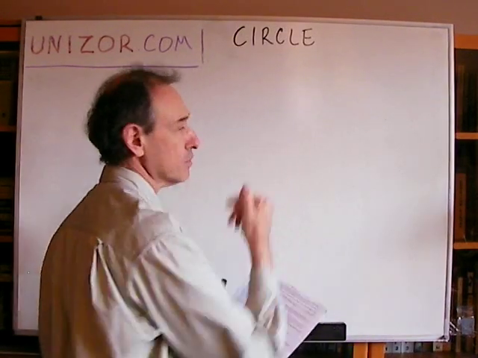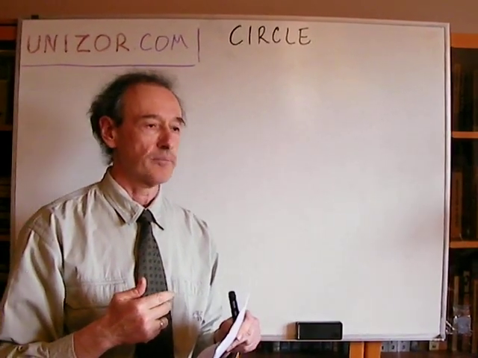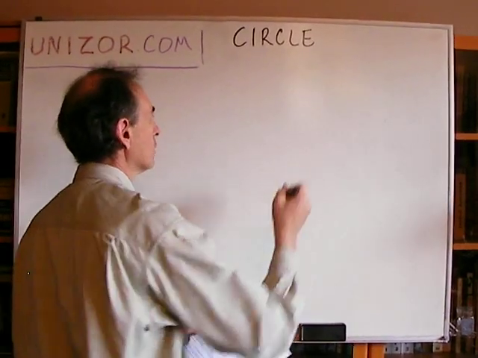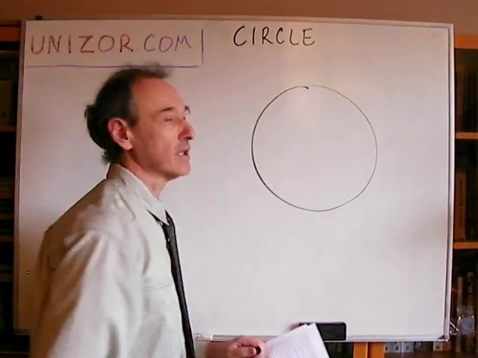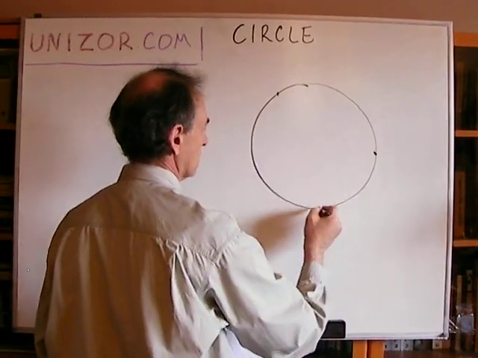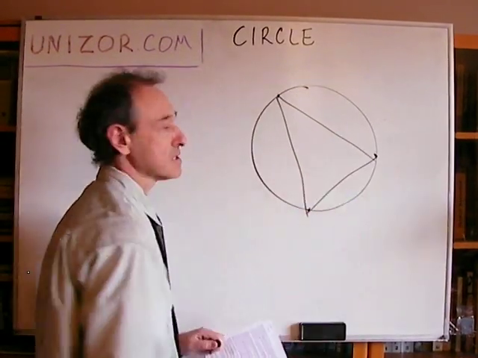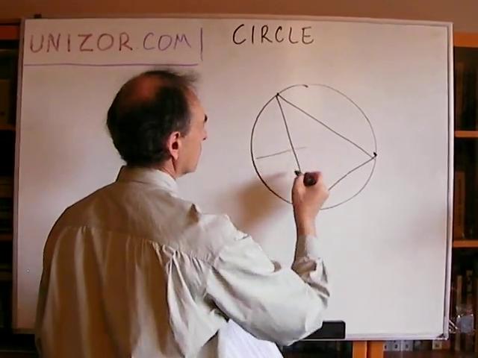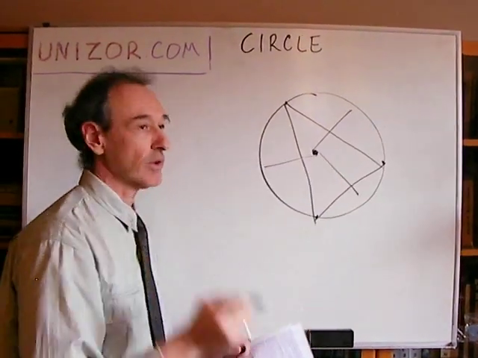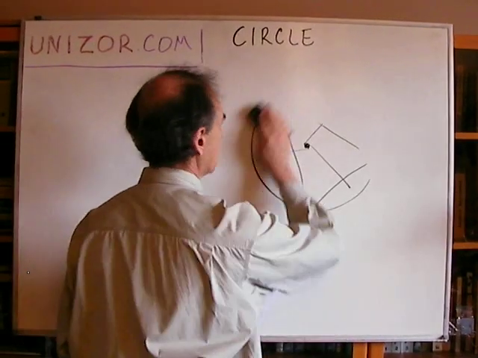Next, we can use the fact which we have just established to solve the following problem. What if you have a circle and you don't know where its center is? How to find the center? Well, very easy. You just pick any three points and have this triangle and draw perpendicular bisectors. They all cross in the same point, which is the center. Okay, that's easy.